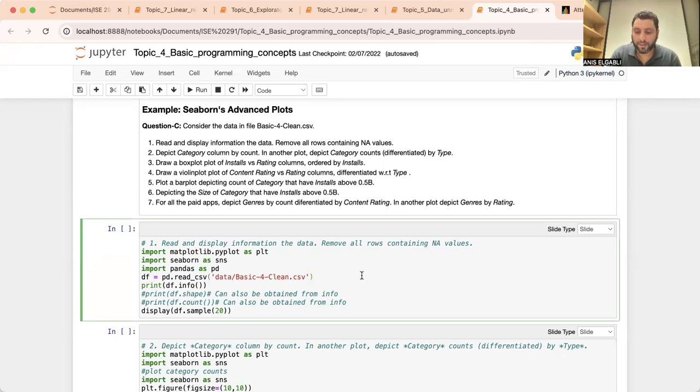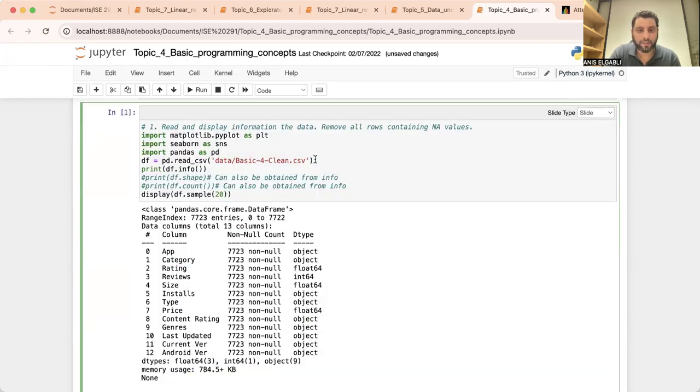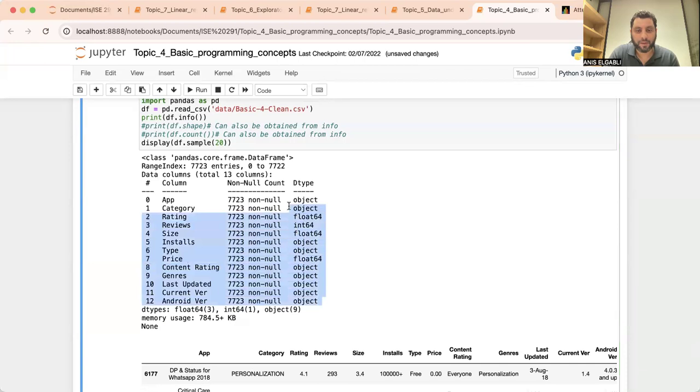Let's start. So let me first run this cell. Here, as I said, we are loading the content of that file and creating a data frame from that. We are displaying the information, and we are selecting 20 samples at random and displaying them. As you can see here, the total number of entries is equal to the total number of non-null entries for every column, so there is no missing data. And this data is a mix of object as well as numerical attributes. There are a number of numerical attributes as well as non-numerical attributes.